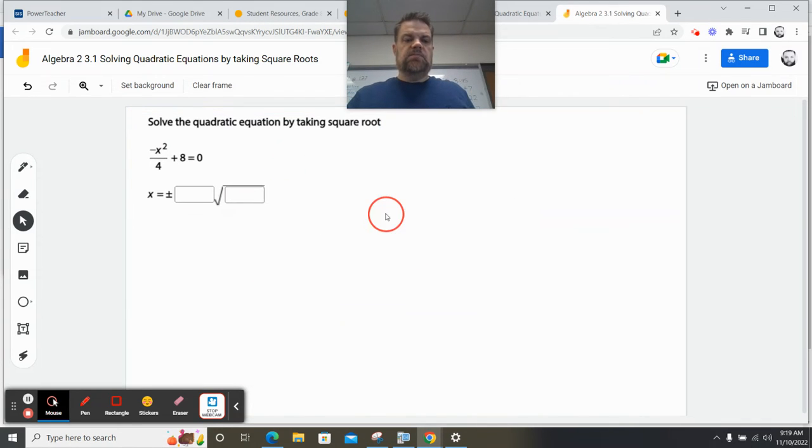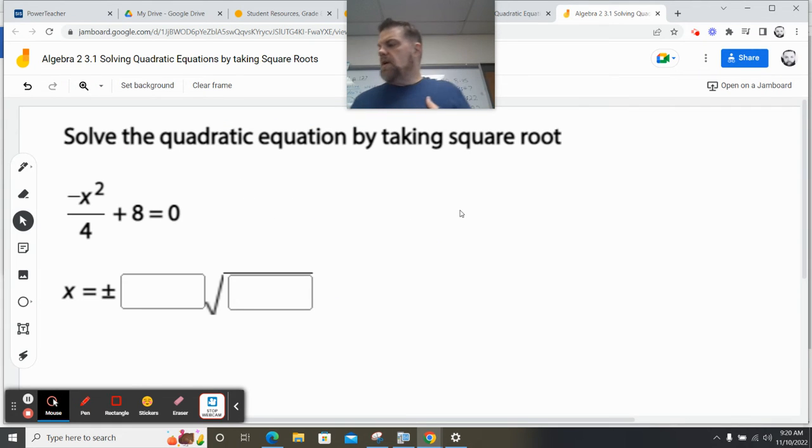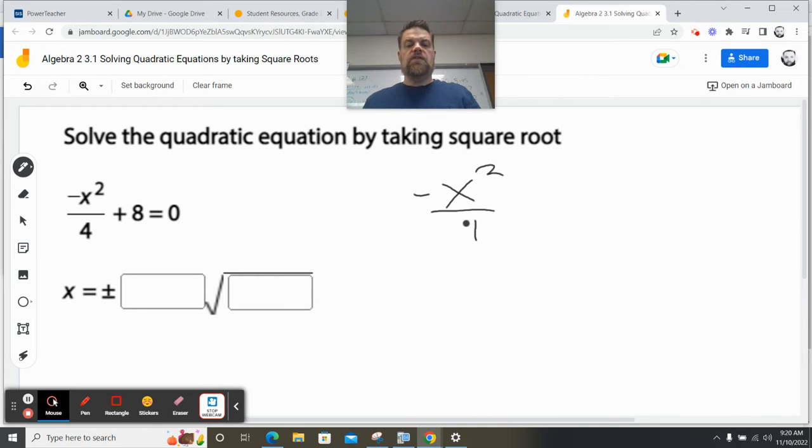Let's zoom in here. So I'm just going to write this off to the side. Well, there's two things. There's a negative too. So I'm going to say negative x squared over 4 plus 8 equals 0. Oh, there's a 0 in there. That's a triple whammy. So again, just like our other problems, we want x squared equals some stuff.